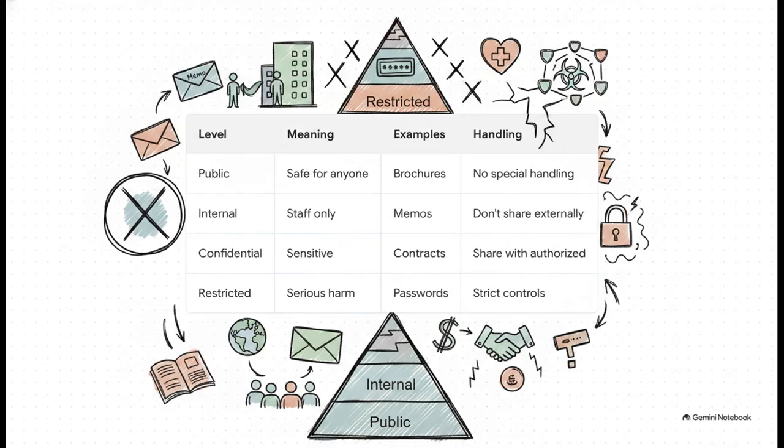Moving up one step, we hit internal. This is strictly for staff only, like general memos or org charts. The rule is simple. Just don't share it externally. Then it gets serious. Confidential data. It includes contracts and financials. You only share this with authorized people, and you must encrypt it when sending. Finally, at the very peak, we have restricted data. We are talking about passwords and health data here. If this gets exposed, serious harm happens. It demands strict access controls and absolutely minimal copies.